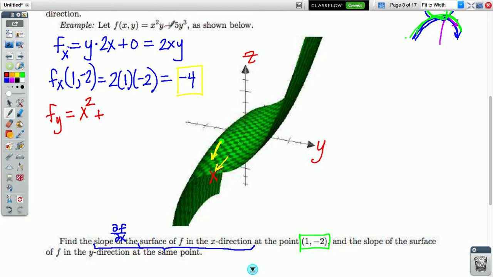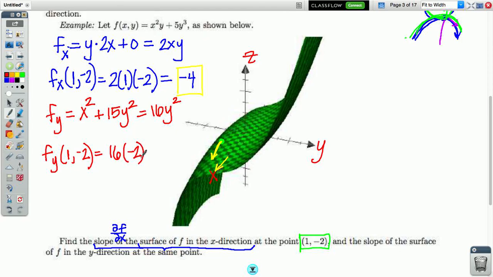My second term is kind of nice. My second term is only one variable, so I don't have to worry about it that much. My second term differentiates to 15y squared. So when I simplify this, of course, it's 16y squared, and when I plug in the point (1, -2) into 16y squared, I get 16 times (-2) squared.